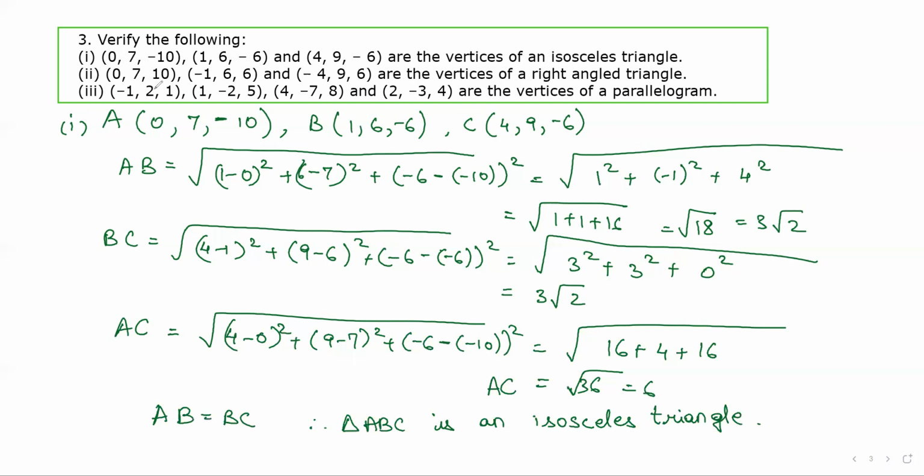Next you have 0, 7, 10, minus 1, 6, 6, and so only the signs are varying. And now you are supposed to verify whether these are vertices of a right angled triangle or not. Now, when you draw a right angled triangle, you're supposed to have one angle of 90 degrees. This is your 90 degrees. Let's not call it ABC.